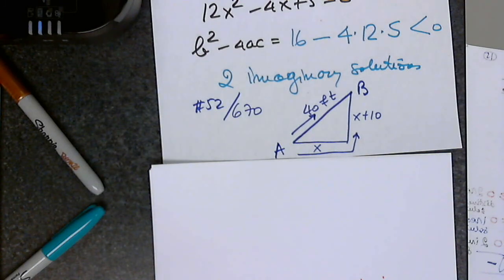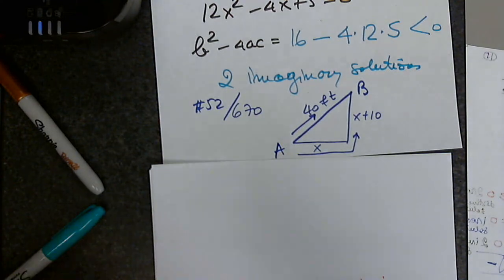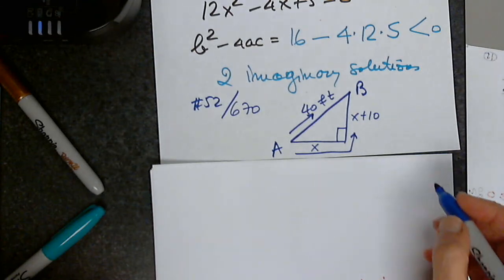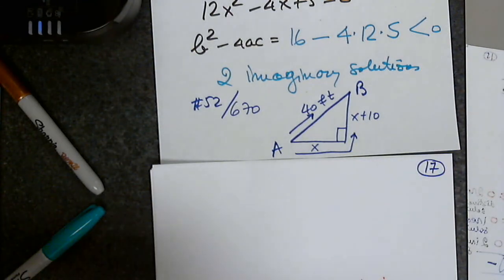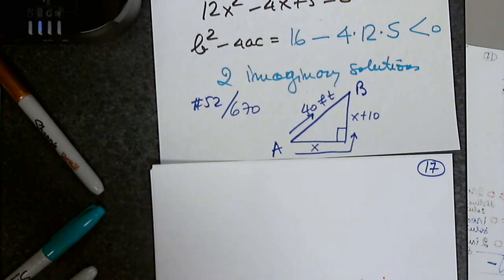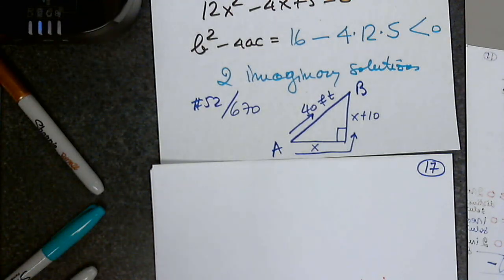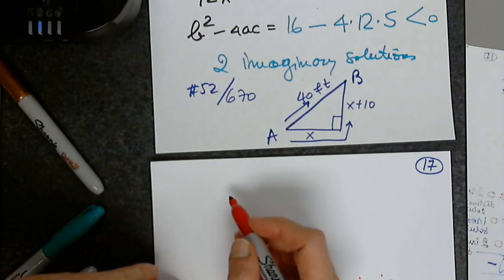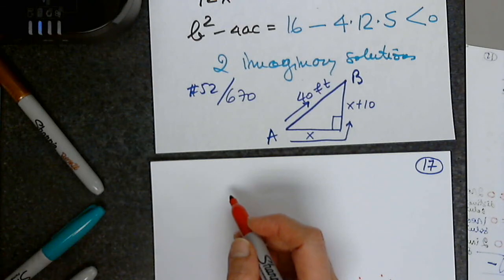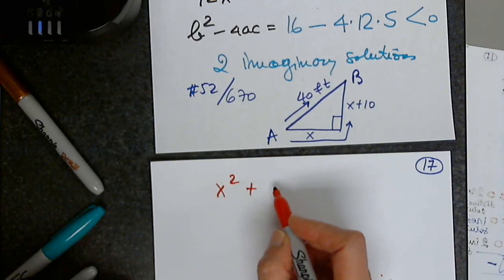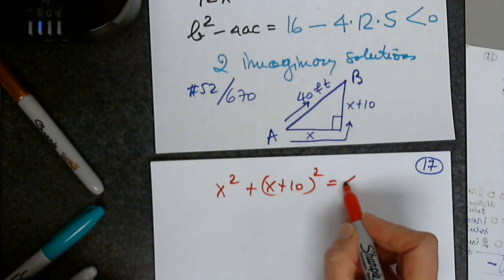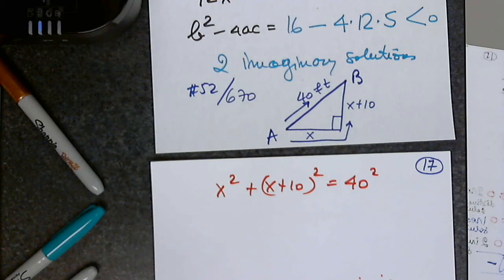It doesn't say, and it's not clear from the picture, but I will have to assume that this is a right triangle. Good. Any suggestions? Good. I'm ready. A squared. There is no A. No. X squared plus x plus 10 squared equals 40 squared. Excellent. So this is the equation that we have to solve.